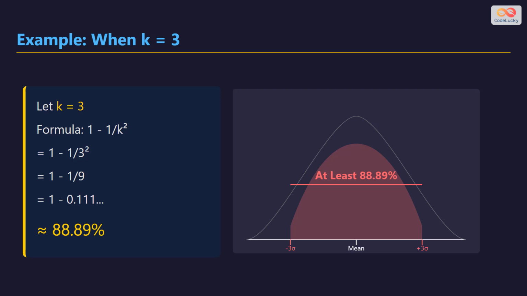Now, let's widen our net and look at 3 standard deviations. We set k equal to 3. The calculation becomes 1 minus 1 over 3 squared, or 1 minus 1/9. This equals roughly 0.889. So, we can confidently say that at least 88.89% of our data falls within 3 standard deviations from the mean.